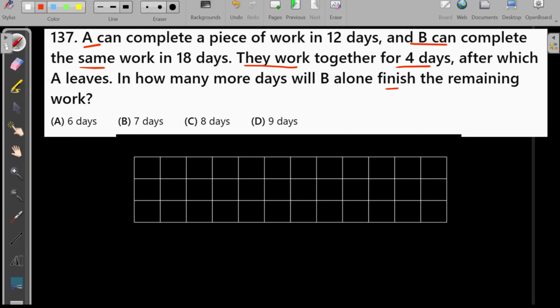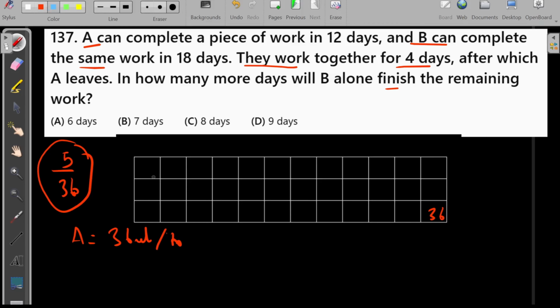Now from the question, if we take the LCM, I get 5 over 36. So 5 is the total work of blocks done by A and B. But individually, A can do 3 blocks of work per day. So let me write here, 36 is the total work. If I color the number of work done by A, here 1, 2, 3. So A can do 3 blocks of work per day.